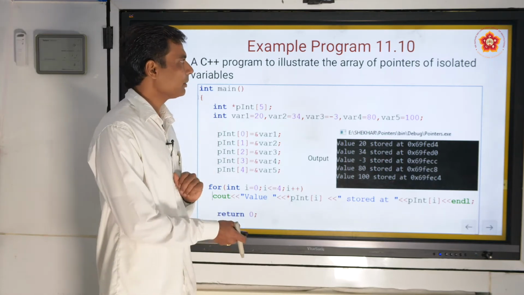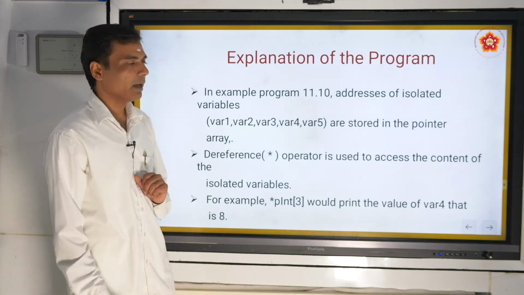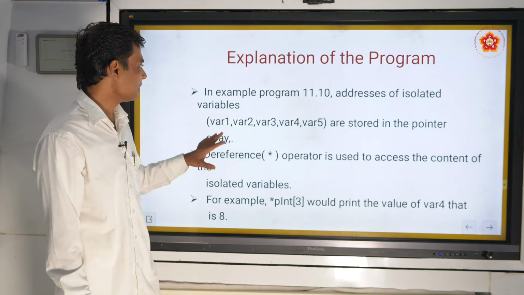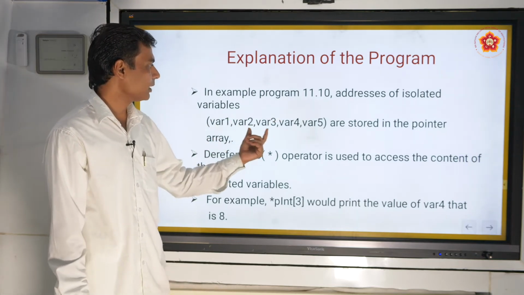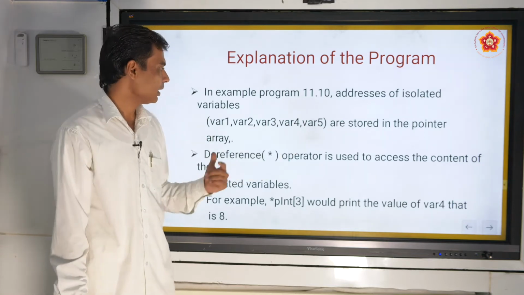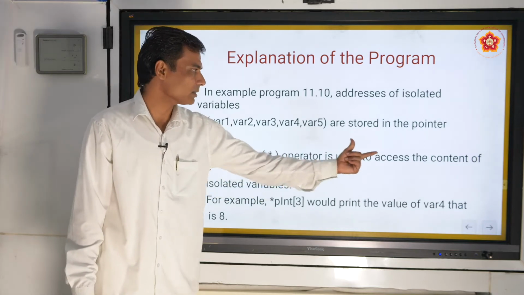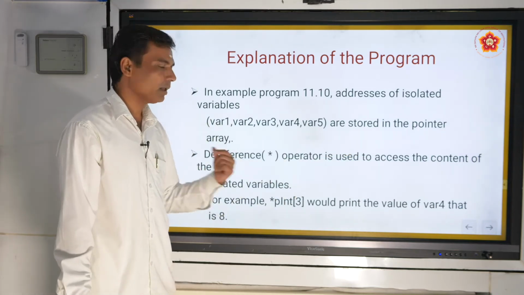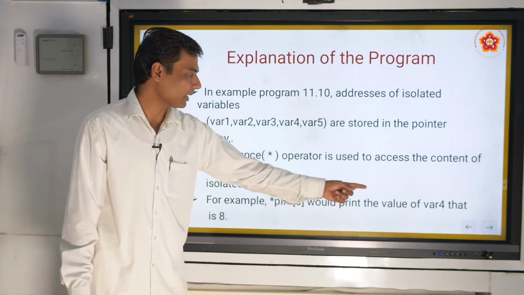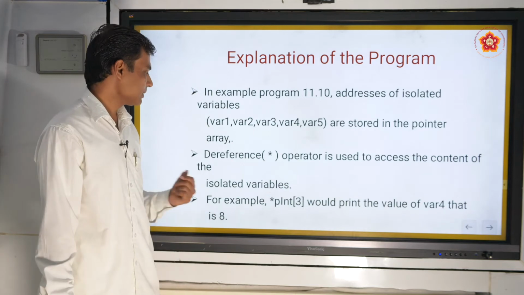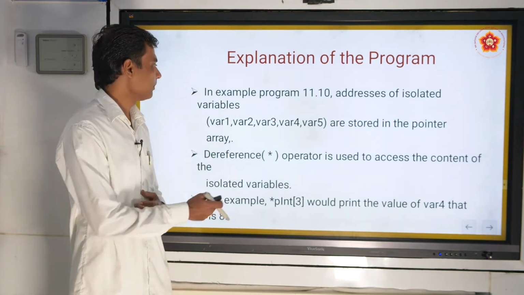So let's look at the memory picture, which will give us the idea about this program. But before that, let's understand this program. In this program, addresses of isolated variables var1, var2, var3, var4 and var5 are stored in the pointer array, and the dereference operator is used to access the content of the isolated variables. So for example, *p_int[3] would print the value of var4, that is 8. So this is the summary of the execution of that program.